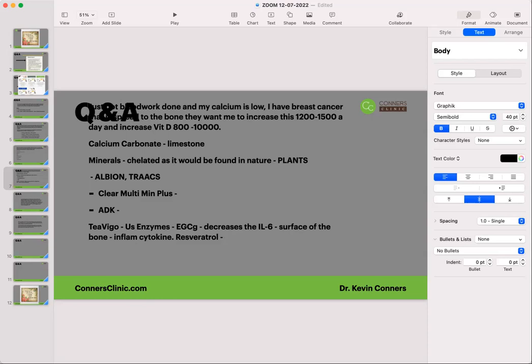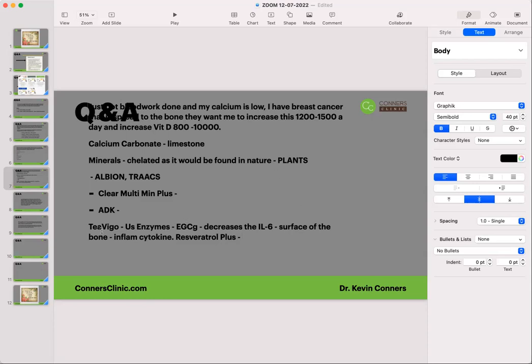We have several resveratrols. We only carry good resveratrols. We have multiple different resveratrols in our store. I like the Resveratrol Plus, and we private label it from Designs for Health, and it's a great product. But that's definitely something you want to be on.